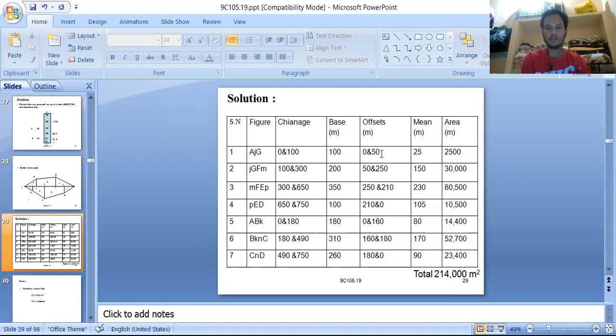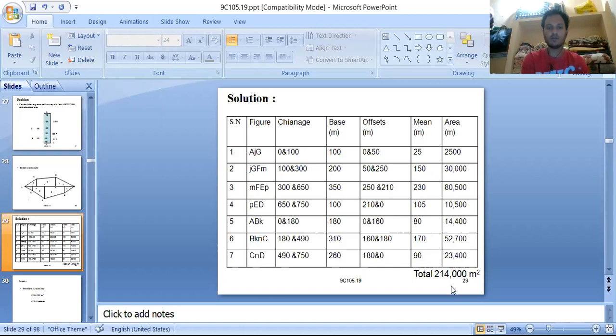So these are the offset distances given. Here we have to take the mean values. These are the mean values for offset distances. Based on this, we can calculate the area by using the formula of half base into height for a triangle, and (a plus b) by 2 into h for a trapezium. All the areas are calculated. To get the final answer, we have to add all the areas.